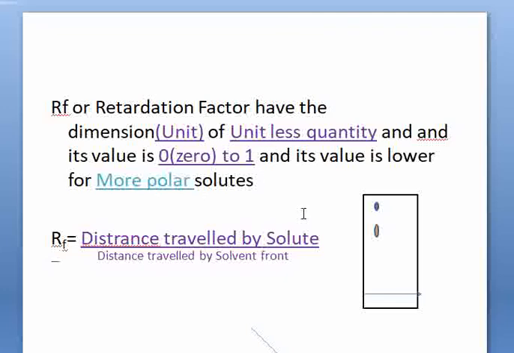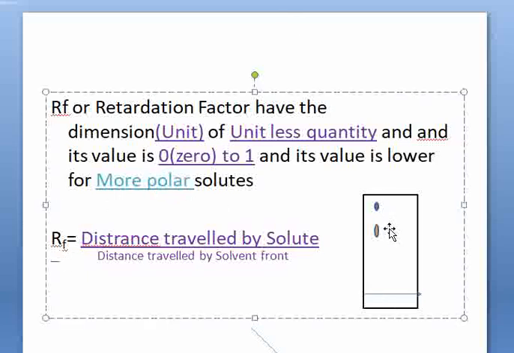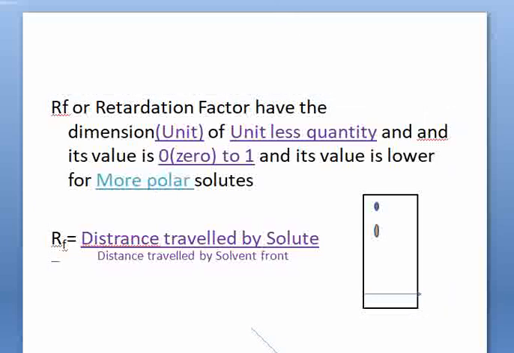And when will its value be lower? If you put a polar substance here, if the solute is polar, it will interact with the cellulose paper. It will interact with the cellulose paper, so it will not move fast. If it is polar, it will not move fast, so it will move very less distance and RF is also less. If it is non-polar, it will move fast and it will move longer distance and RF is also longer. So these are the things we have to keep in our mind.